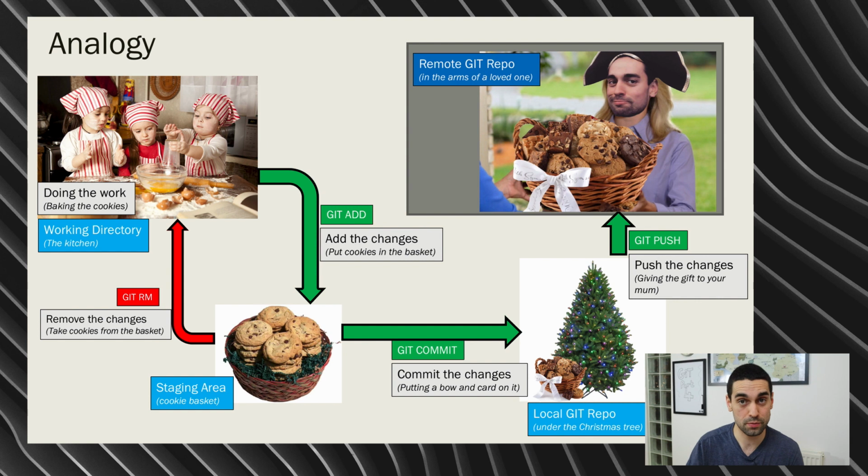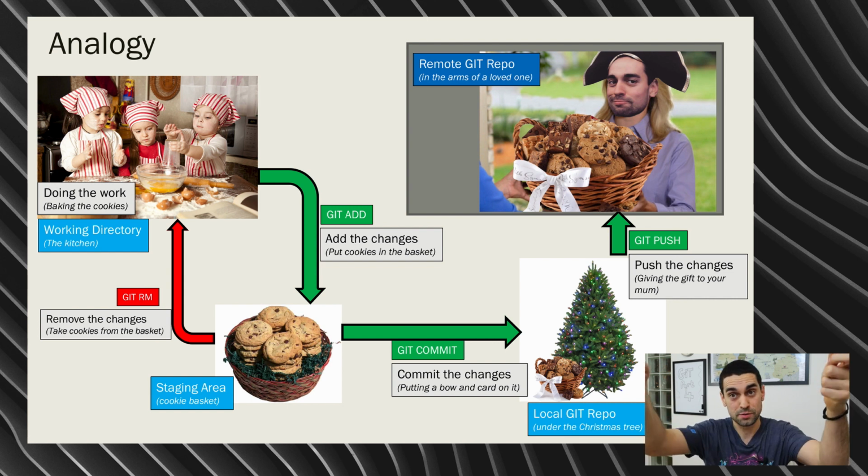Hopefully you remember this picture from the first video. The gray box up here with my stupid face on a lady receiving a basket of cookies is the bit in question in this video. This is the remote Git repository. Now we're going to be looking at this Git push command, to take what you've put under the tree, the nice commits in the cookie baskets that you've made for mum, and give them to her.